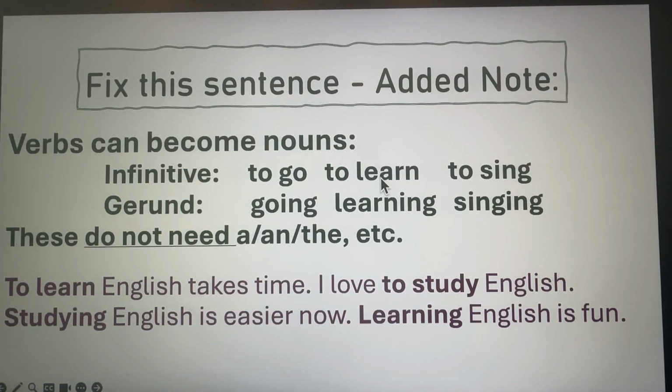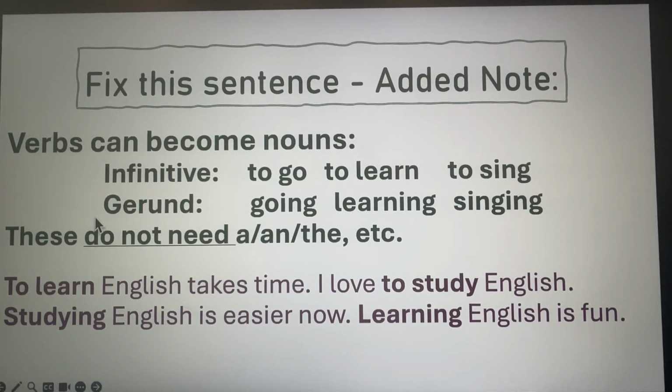To go is one noun. To learn is one noun. To sing is one noun. A gerund is when we put "ing" at the end of a verb. It's no longer a verb unless it has a helper like is, are, or am. It can have a helper in front of it. Then it stays a verb. But if it doesn't have a helper, it's no longer a verb. And in the sentences we are using, it will be a noun. Going, learning, singing. Those will be nouns in the sentences we're studying.